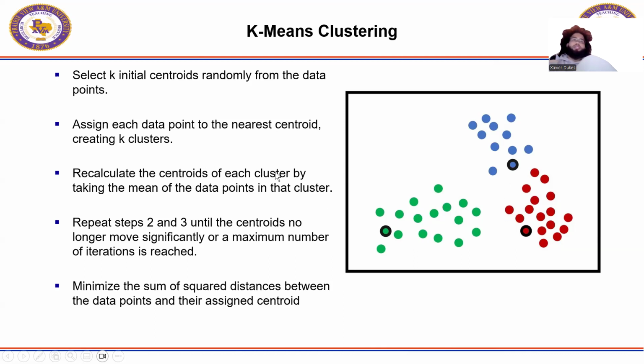You can recalculate centroids of each cluster by taking the mean or the average of the data points in that cluster. So you add up all these values in some way, and then take the average. The average would be about right here. This is probably where the centroid would lie in this data set, the center where they all congregate. Repeat steps 2 and 3 until the centroids no longer move significantly, or the maximum number of iterations has been reached. And then minimize the sum of squared distances, Euclidean distance, between data points and their assigned centroid. Yeah, the goal is minimization here.